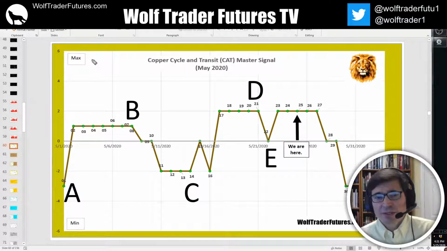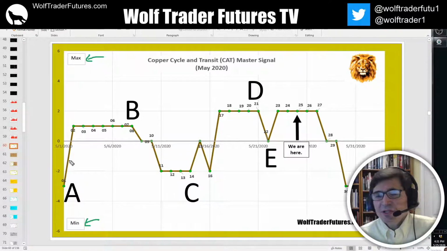And it's done before the month. So this is the maximum value here. This is the minimum value here. And it oscillates back and forth. And so what we look at is for turning points in the market to buy.